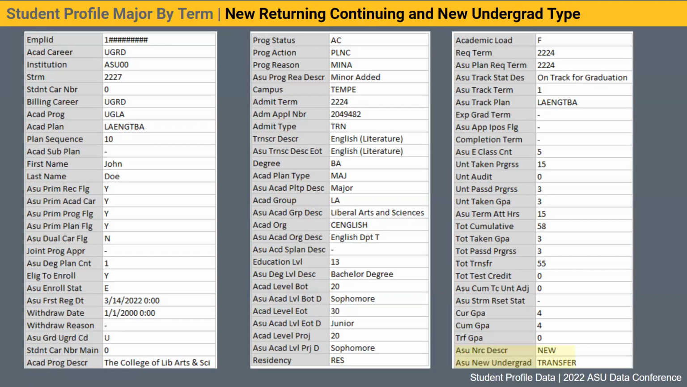Now I'm going to talk about the new returning and continuing calculation, which is probably the most complex piece of student profile. It's at the bottom right of this screenshot. And if the student is a new undergraduate, then we assign another value, which is either freshman, transfer, or non-degree. So that's this one right here.